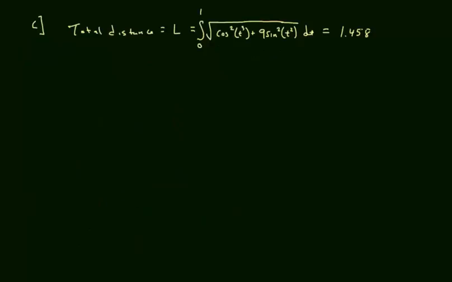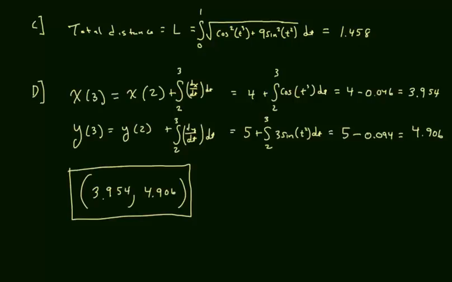For C, the total distance, which is the same as the length from lesson 1, the integral from 0 to 1 of the expression seen, the answer is 1.458. The answer to 4D is the coordinate 3.954, 4.906. The only way to do this problem was with the fundamental theorem of calculus and the calculator because the components of the velocity vector were not integrable.